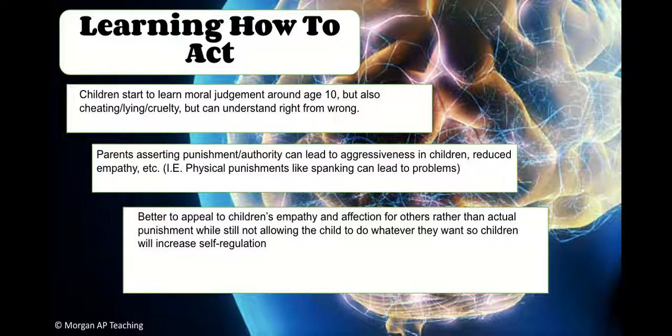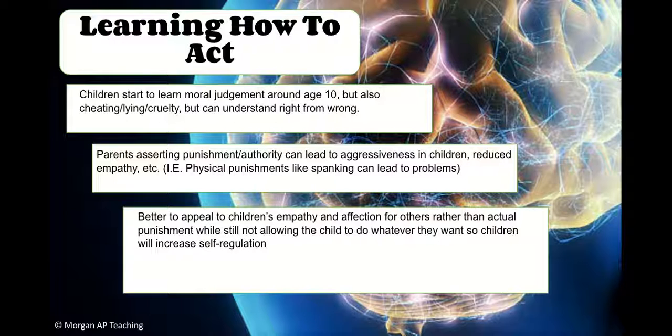In terms of learning how to act, children start to learn moral judgment around age 10. So they start to see that there are things that are good and things that are bad, understanding right from wrong. But this also comes with knowing that cheating and lying and cruelty are wrong, but we could still do it, right? So that's an issue.